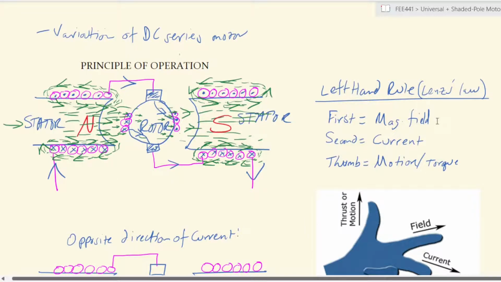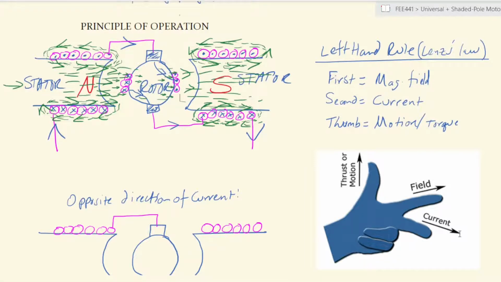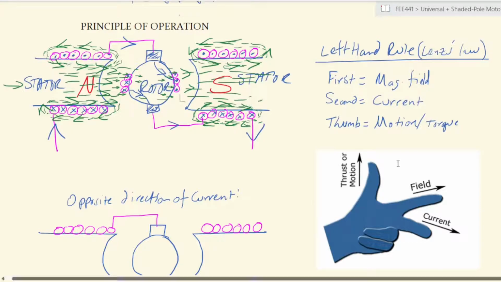So we now switch from the right hand to the left hand, and you have set up in this configuration of your hand. You put your hand in this position with the pointer finger, the first finger, index finger of your left hand, pointing in the direction of the field, and the current is indicated by the direction of your middle finger.